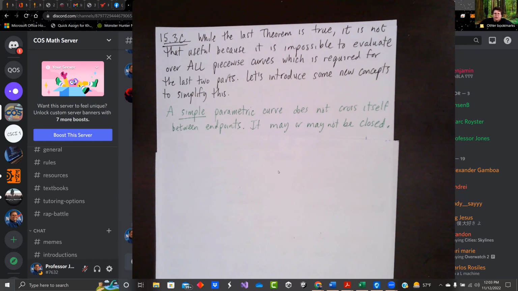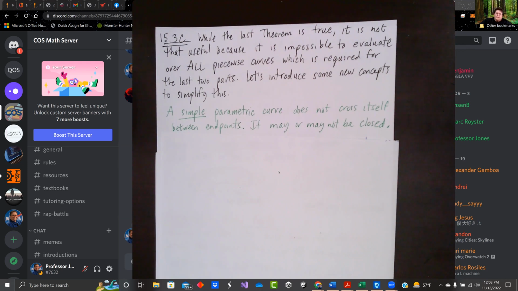We just had a nice little theorem in the last section that had 3 parts. And proving it would be a pain to do. It's impossible to evaluate every single piecewise curve. So let's introduce some new ideas that'll help simplify finding conservative vector fields.